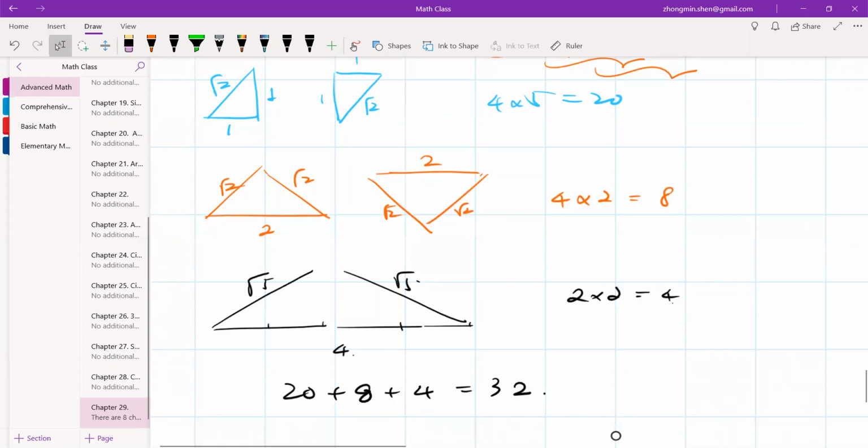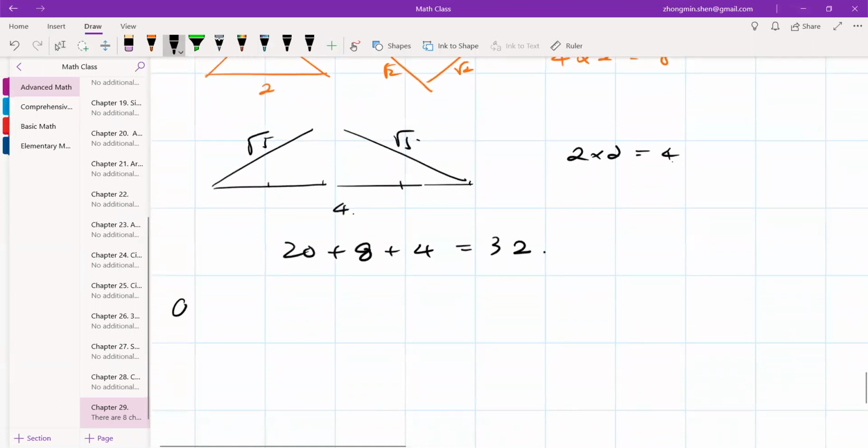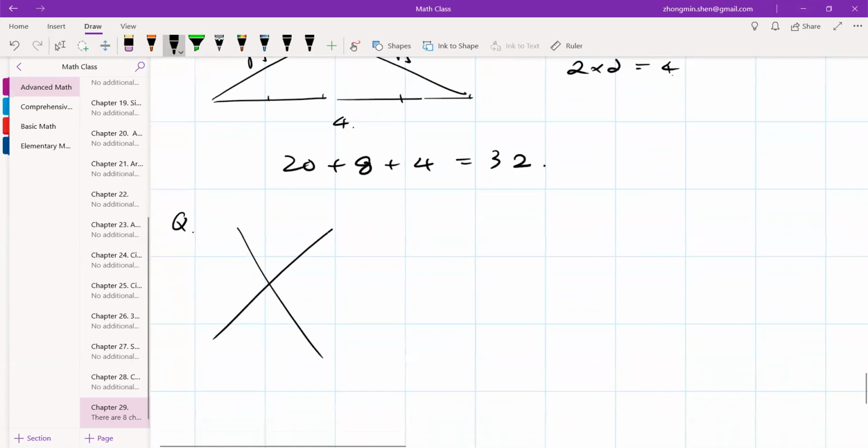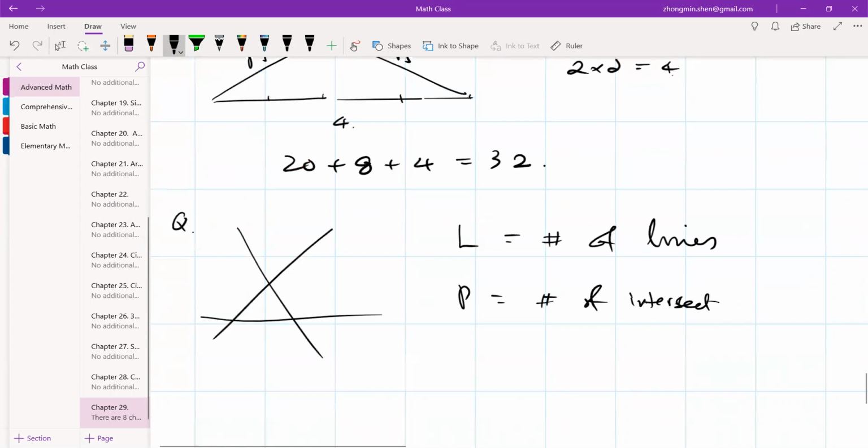So the next topic is we want to count the lines and the regions. Okay, we try to find the formula. So the lines in the plane, you have many lines, right, in the plane. L means the number of the lines, and P means the number of intersection points. Is there any relationship between P and L?